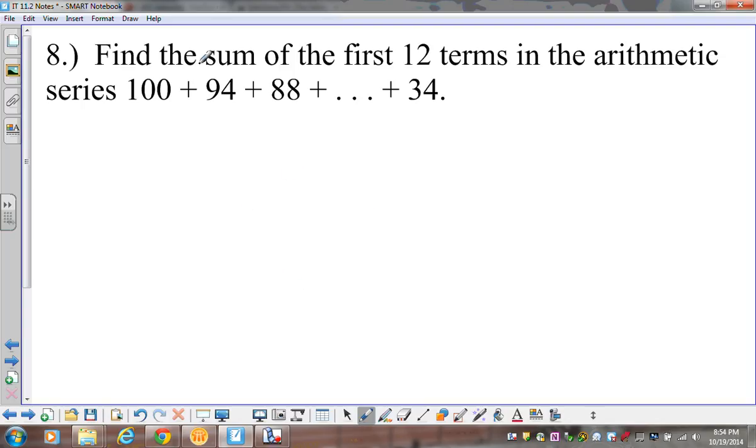All right, so find the sum of the first 12 terms. Again, they tell me it's an arithmetic series. So that's important to know what kind of series it is. Because it's arithmetic, we're going to use this equation right here.